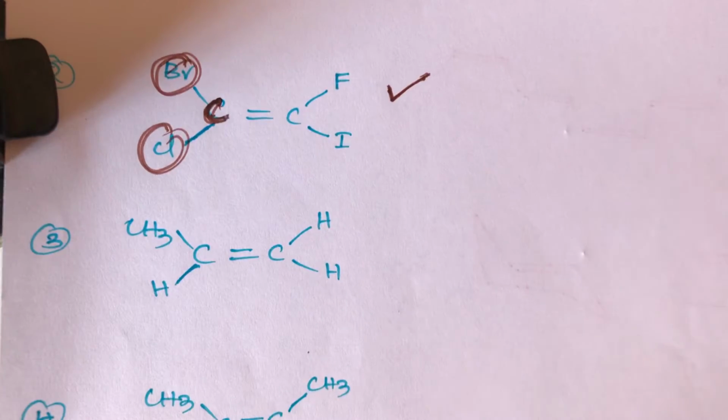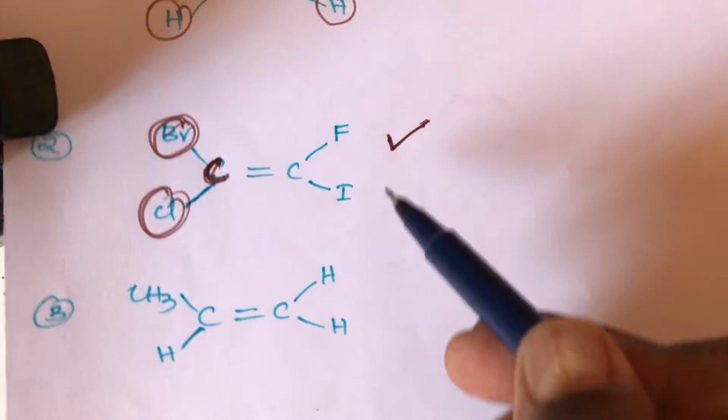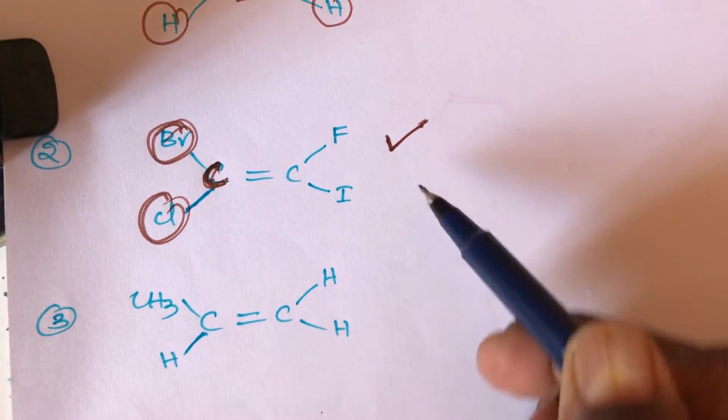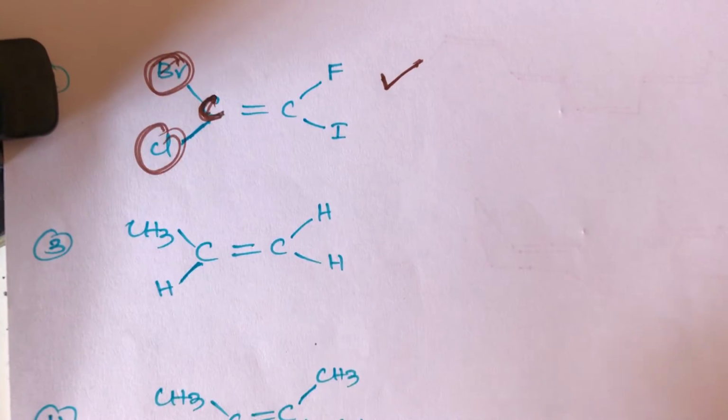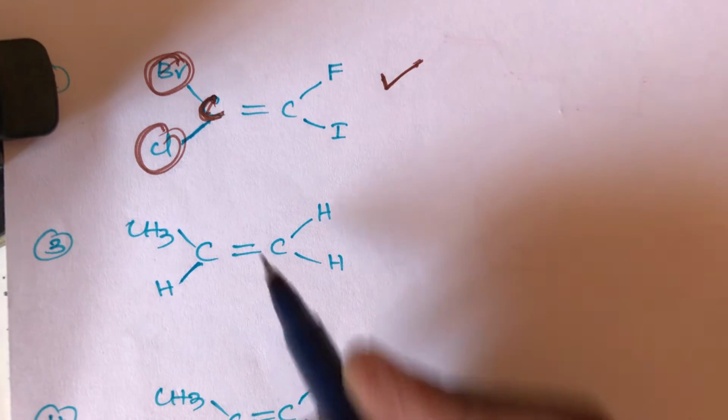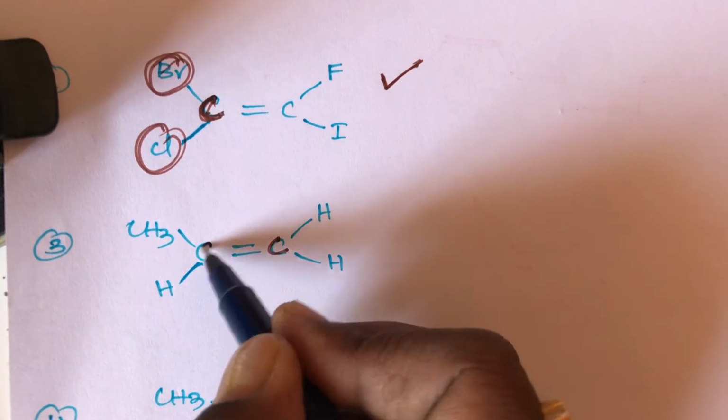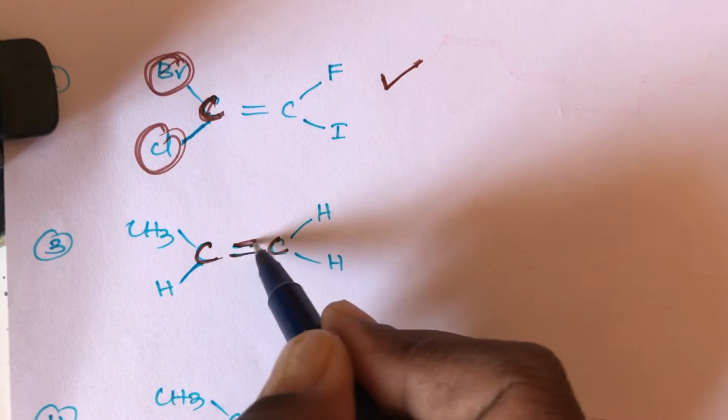And what about this one? The third compound also exhibits geometrical isomerism. It exhibits both cis and trans forms. And what I said is that the terminal groups should be different. These two carbons are there, and they have a double bond also.